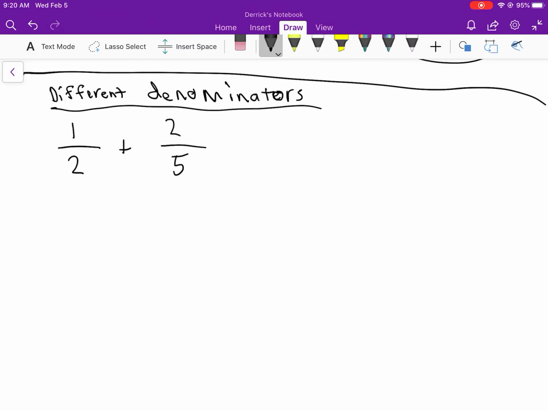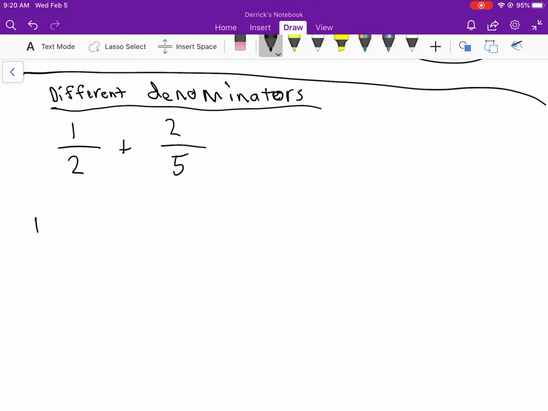Well, the easy answer would be 10, because if 2 and 5 are my denominators, just take them times each other, and you should get a common denominator. In this case, 2 times 5 gives us 10. So now I know my goal is to get each of these fractions to have a denominator of 10.